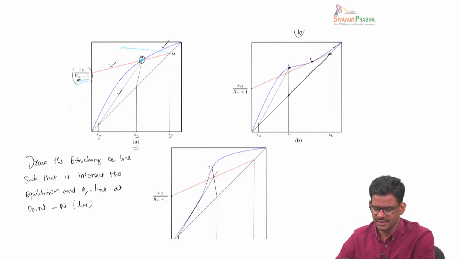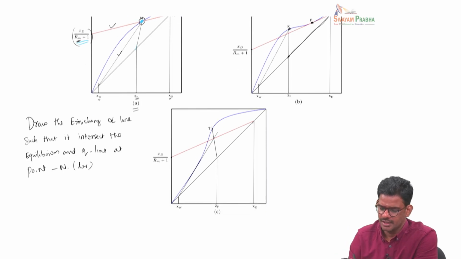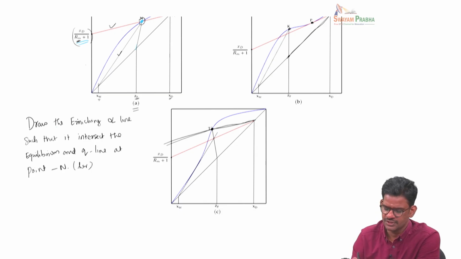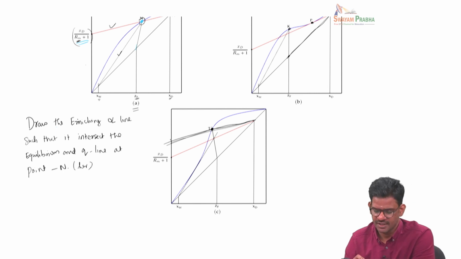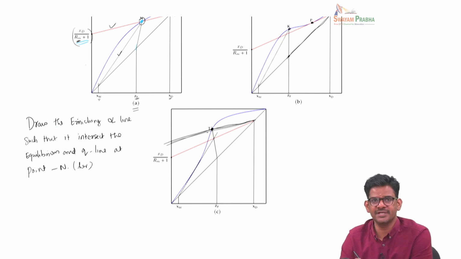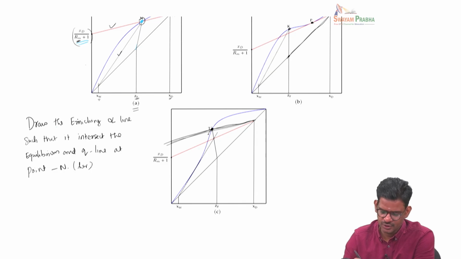Another possibility is here where the enriching line can be drawn connecting to this point T, such that the Q line and the equilibrium line meet at point T. So the enriching line can also go through this. So this is perfectly fine. However, at point T, the exhausting line should also go through. So then you are expecting the operating line for the exhausting line to go like this. But this is not physically permitted because this operating line falls outside the equilibrium line.